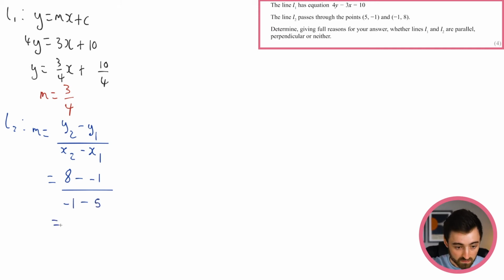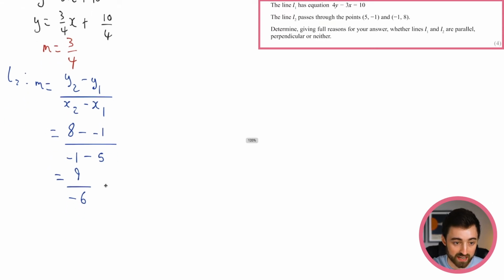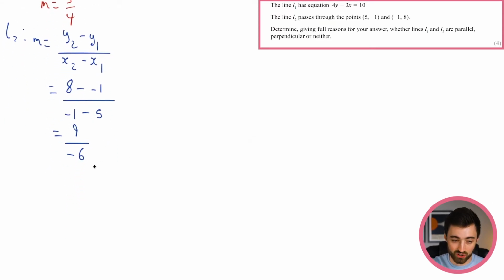Simplify. What is 8 minus minus 1? It's going to be 9, isn't it? What is minus 1 minus 5? It's going to be minus 6. Can I simplify this at all? Well, I can divide through by 3, can I not? So this is going to be what? 3 over 2, and I've still got a minus sign there.